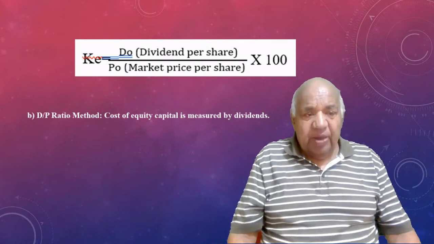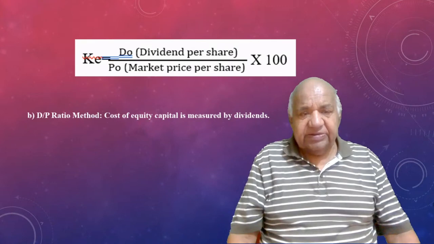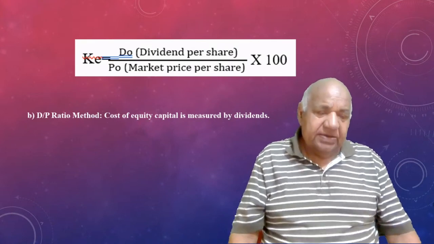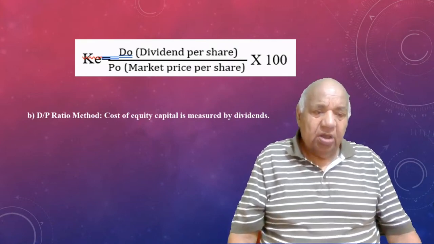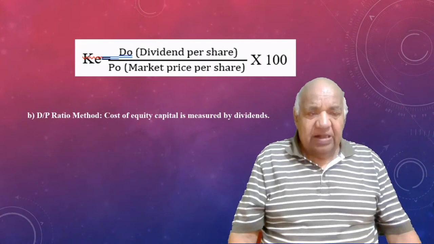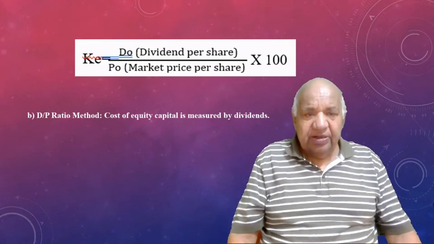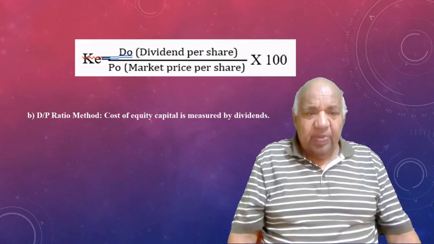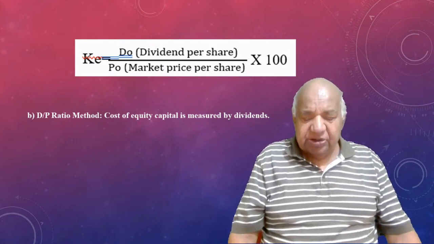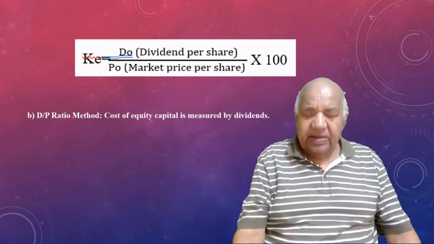DP ratio method. Cost of equity capital is measured by dividends. And the formula for cost of equity capital, that is KE, is dividend per share divided by market price per share and multiplied by 100.